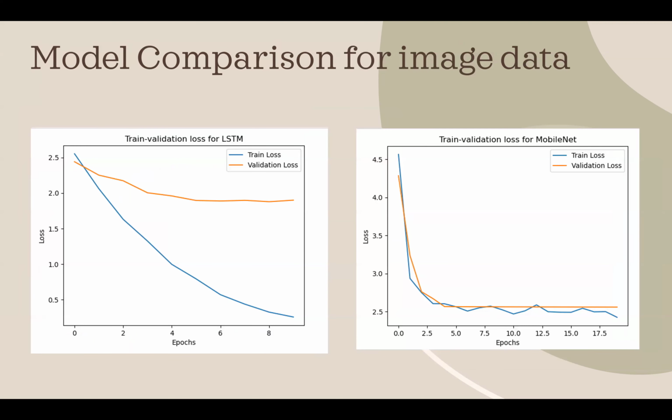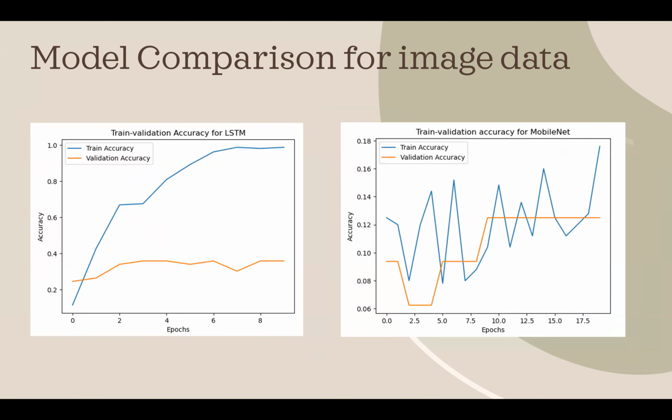Well, for the model comparison, we explored image classification using LSTM and MobileNet. This graph tracks training and validation loss, where lower is better, in which both the models improve over time, but LSTM achieves a steeper descent and lower overall loss. Coming to the next slide.